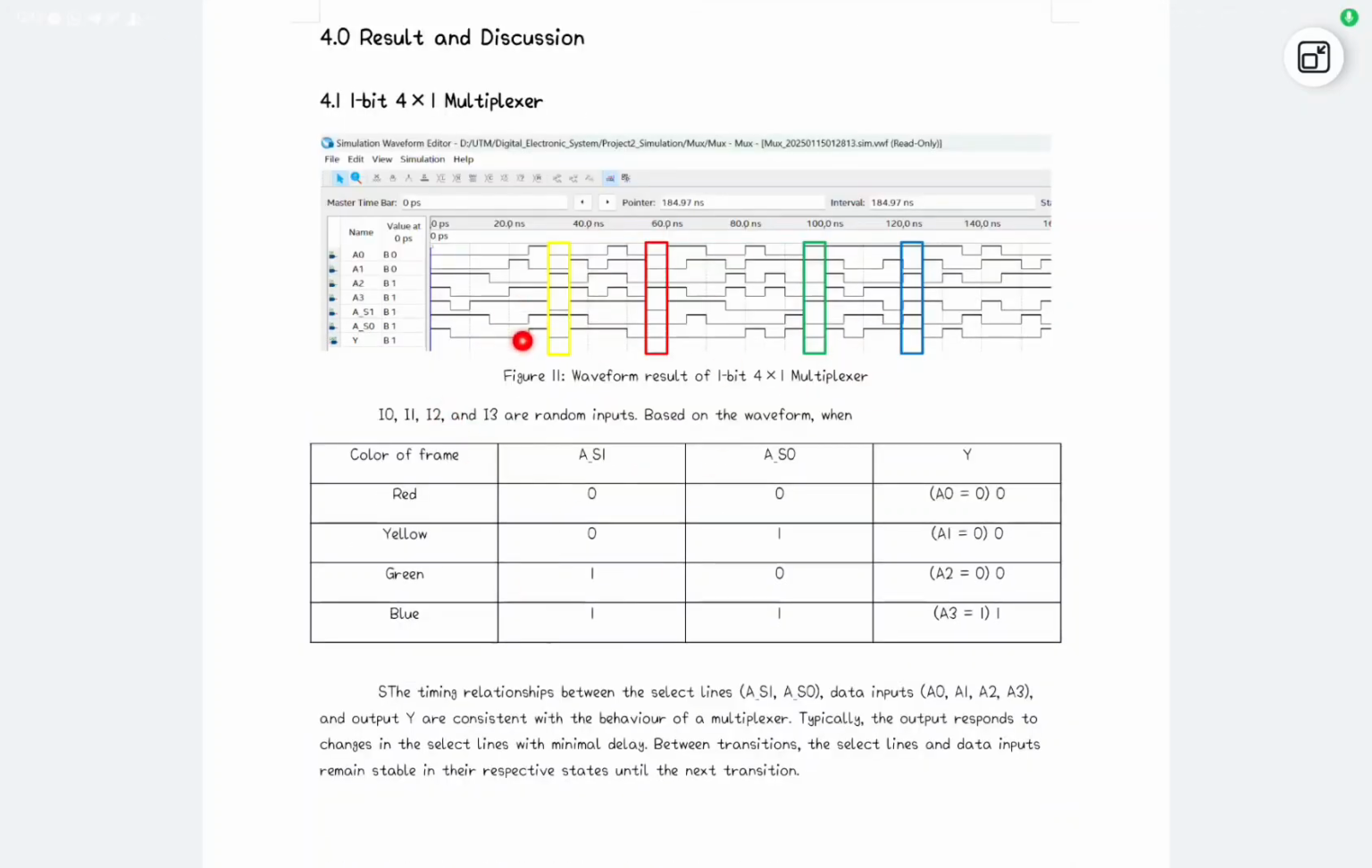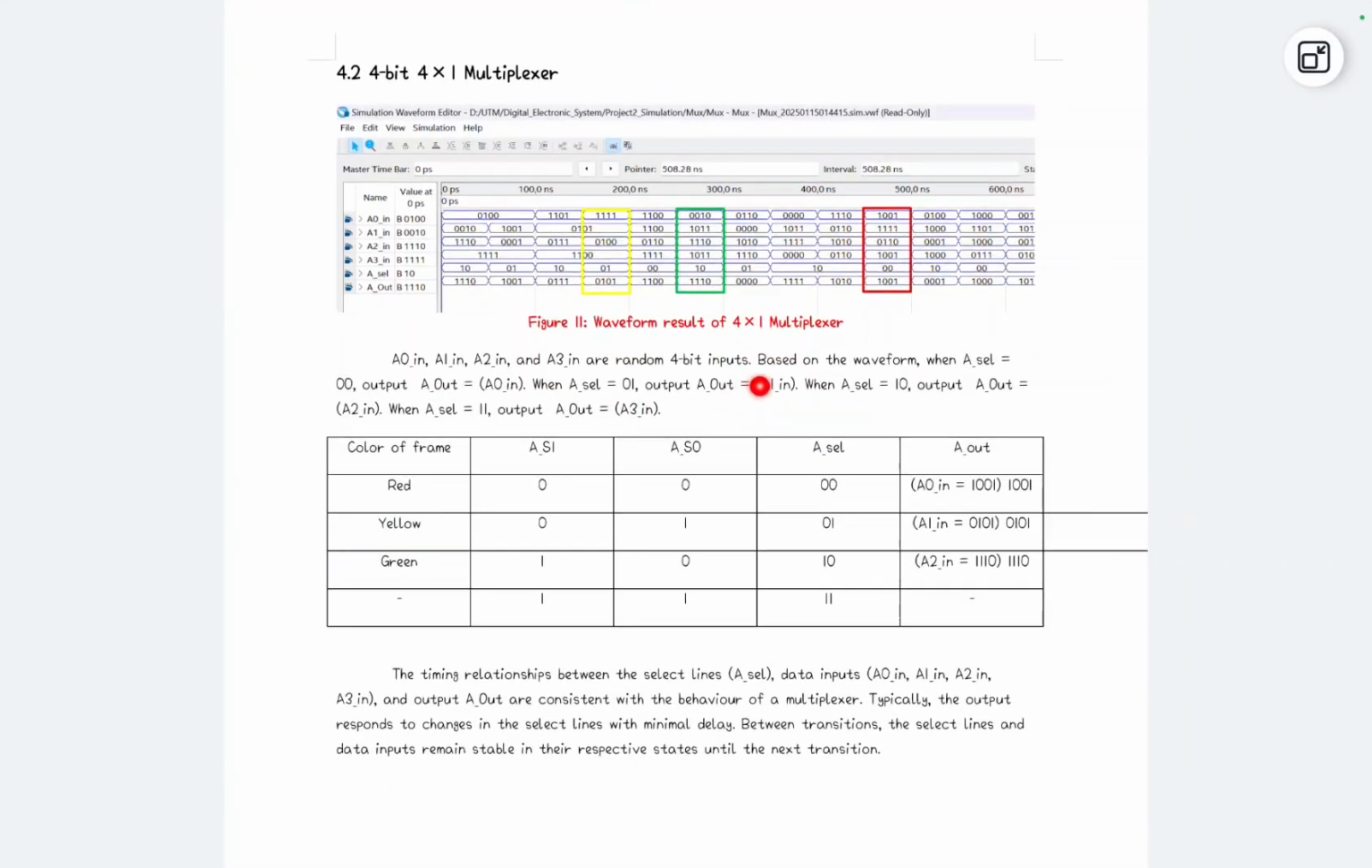Okay, and this is the waveform result of the 1-bit 4-to-1 multiplexer. As you can see, the color of the line is red, so when AS1 is equal to 0, and AS0 is also equal to 0, it will take the A0 part, and A0 is shown as 0, so the Y will become 0. So you can see this is the multiplexer function, and next is the 4-bit multiplexer.